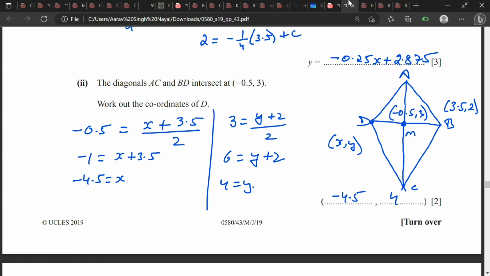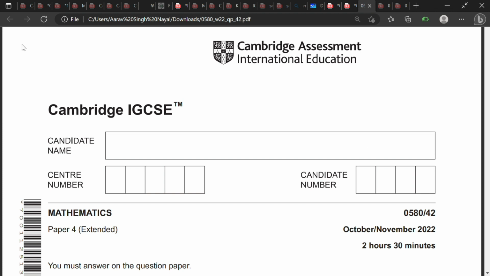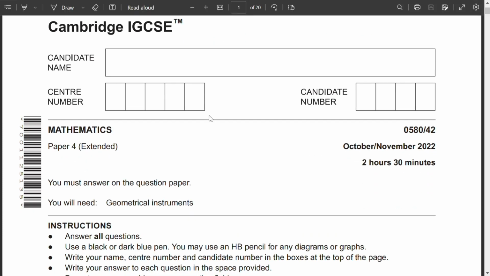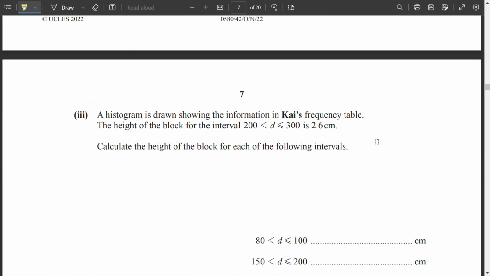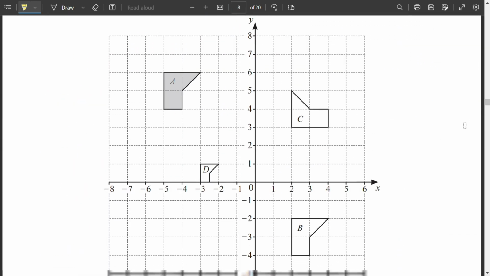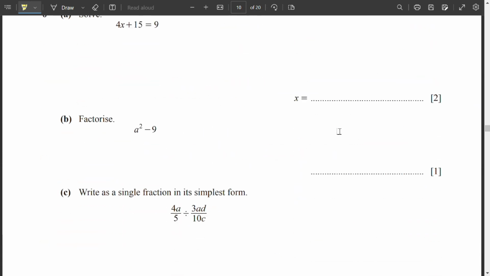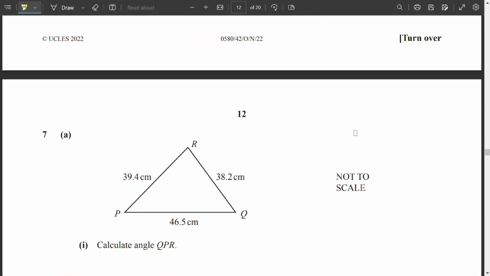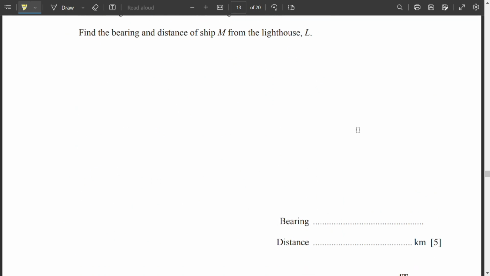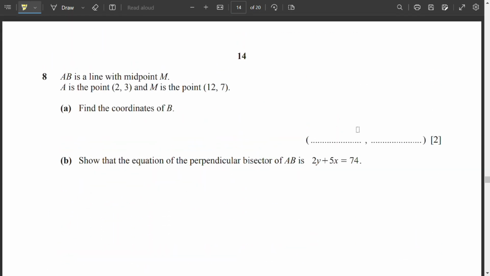And our next question is from a different paper. You can see this is of October-November 2022. This is actually paper 42. So its eighth question is of coordinate geometry. Let's directly go to question 8. This is question 8. Okay, now let's start.